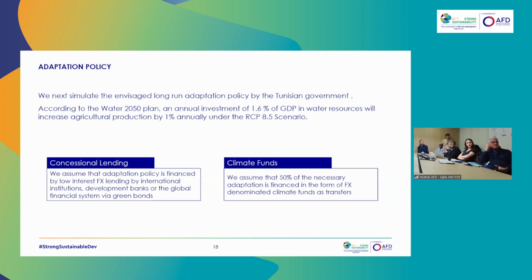And according to the Ministry of Agriculture's projections, this should push agricultural production up by 1% under the RCP 8.5 scenario. So that's what we simulated next. We make the government spend this money and we push agricultural production 1% above, to an annual growth of 1% beginning from today. But as I've said, we consider two types of financing. One is concessional lending, where the adaptation policy is financed by low interest FX lending by international institutions, development banks, and or via green bonds. And in the second one, we assume that 50% of the necessary adaptation is financed in the form of FX denominated climate funds as transfers for free, actually.